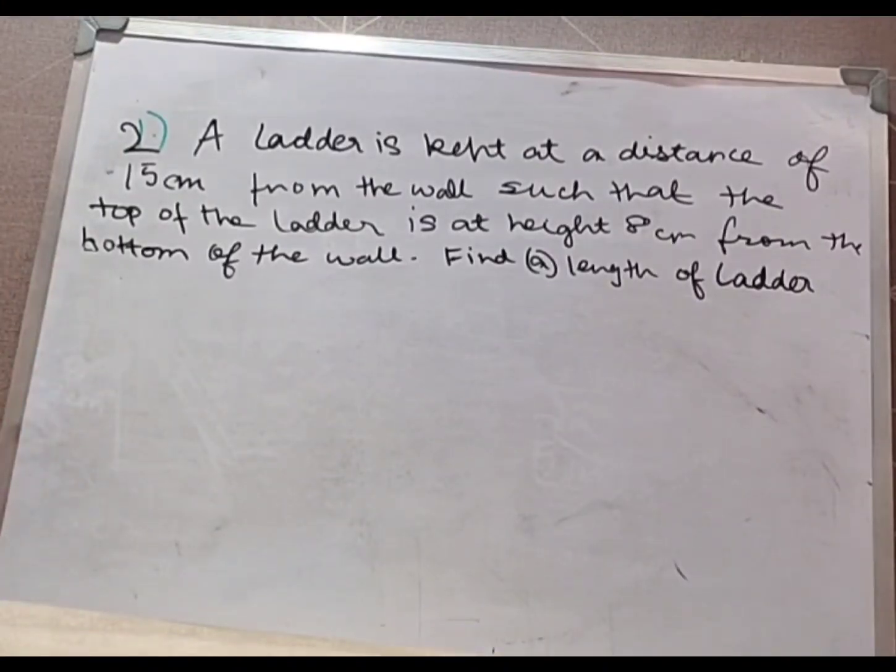So this is the second question. It says that a ladder is kept at a distance of 15 centimeter from the wall, such that the top of the ladder is at height 8 centimeter from the bottom of the wall. Find the length of the ladder. Fine, so we have to find the length of the ladder. In these practical applications, these real life cases of Pythagoras theorem, we cannot just keep on reading the question to understand what the answer will be. So it's best if we draw a diagram or visualize it in that manner.